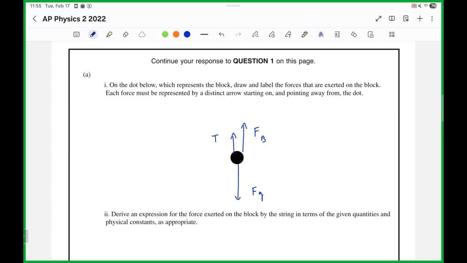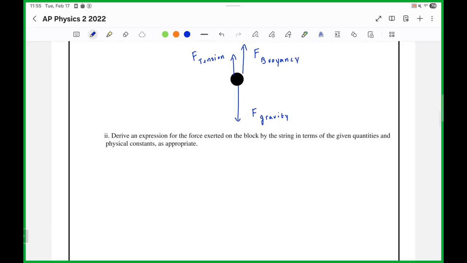Of course, for the actual AP exam, you want to be a bit better with your labels, right? So writing F gravity, F buoyancy, and F tension. Excellent. And notice we're not explicitly told that these must be to scale, but it's just good practice in general to have it be somewhat to scale, right? So you'll notice that my tension and buoyancy forces are shorter than my gravity force so that it is plausible that they all cancel out.